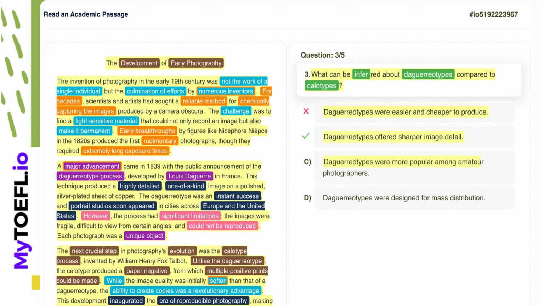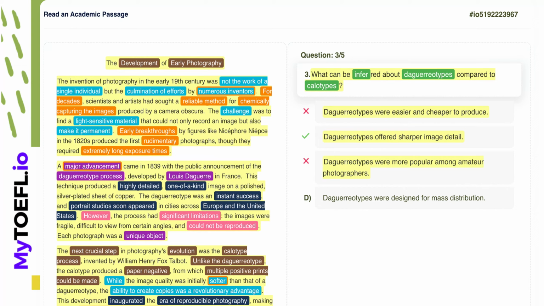Let's move on to option C. Daguerreotypes were more popular among amateur photographers. The passage mentions portrait studios for daguerreotypes, which suggests professional use. It never mentions amateur photographers at all. We cannot infer anything about amateurs, so this option is unsupported by the text.